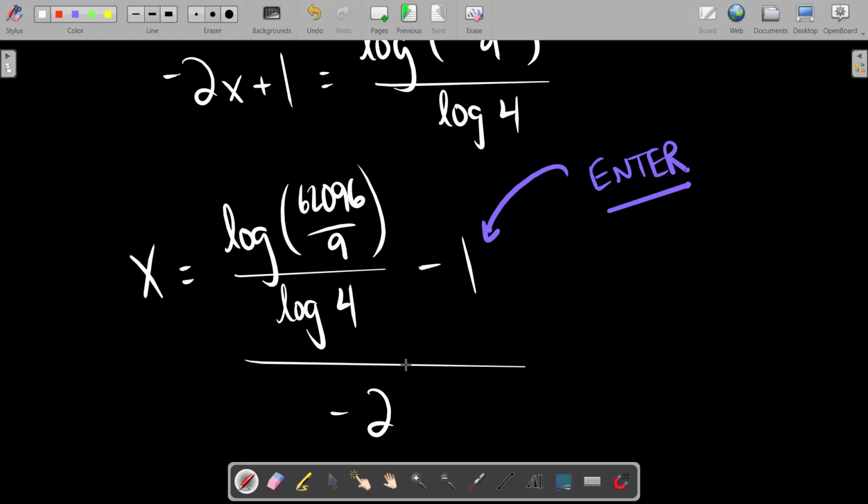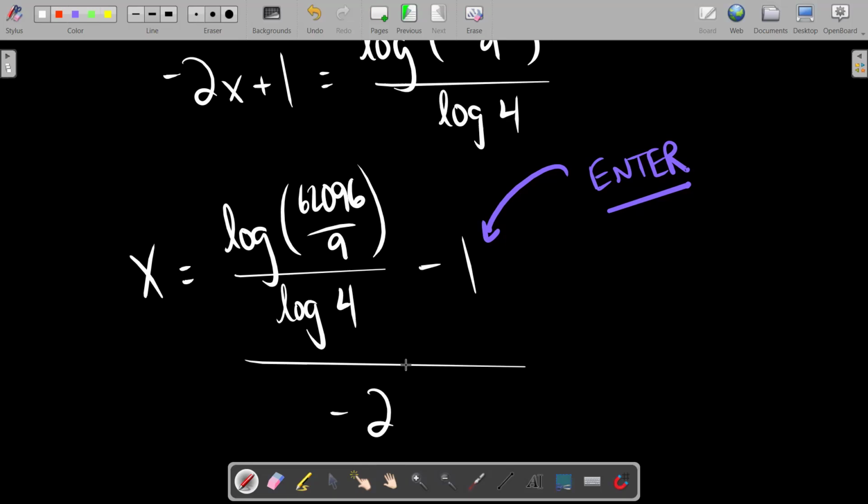So let's type this in and see if we can pass this test. So here it goes. I'll walk you right through it. We're all going to hit log, and then we're going to just go in and we're going to type in 62096 divided by 9, close the parentheses, and then hit divided by log 4, close the parentheses, minus 1, enter. You're currently looking at a number on your screen that A, you don't care about, but B does say 5.3761, blah, blah, blah.